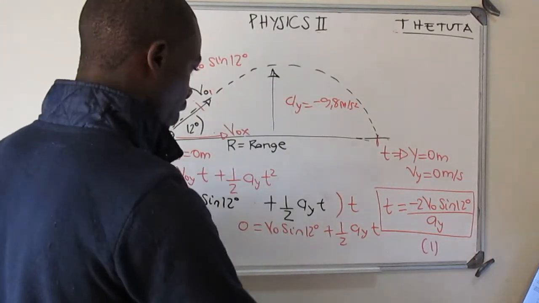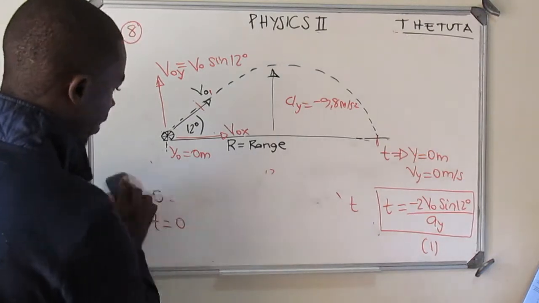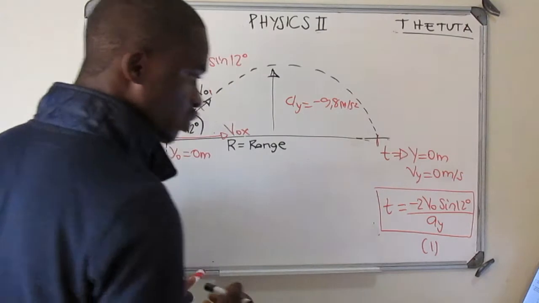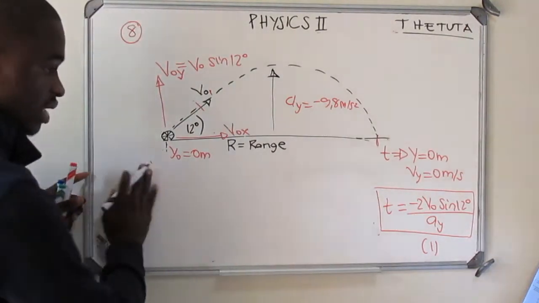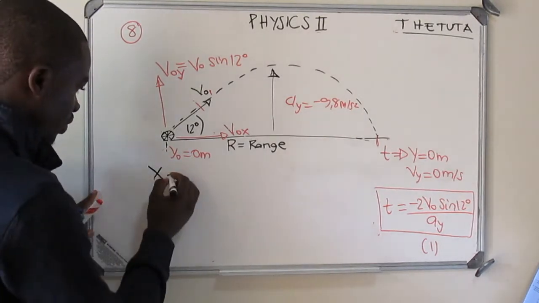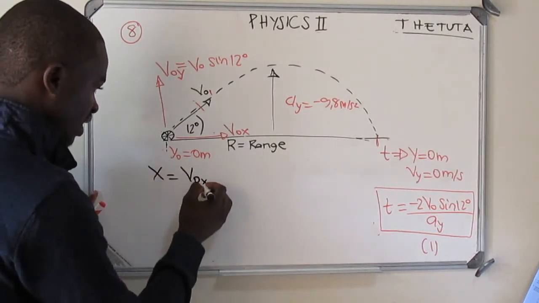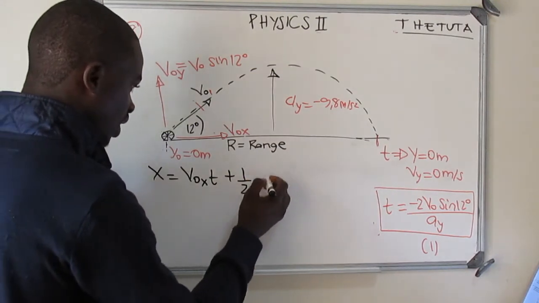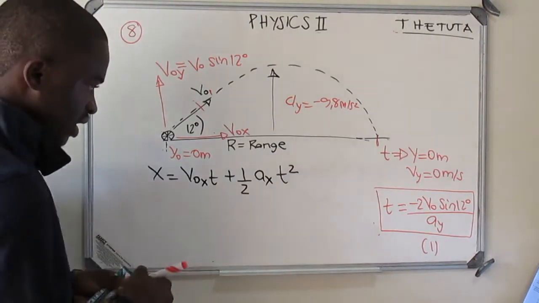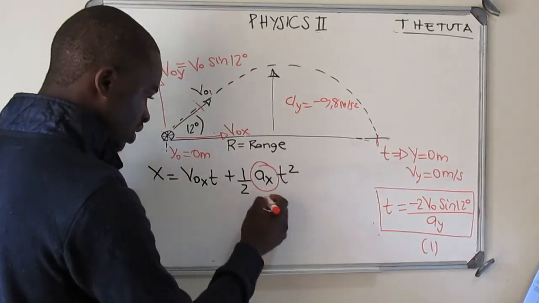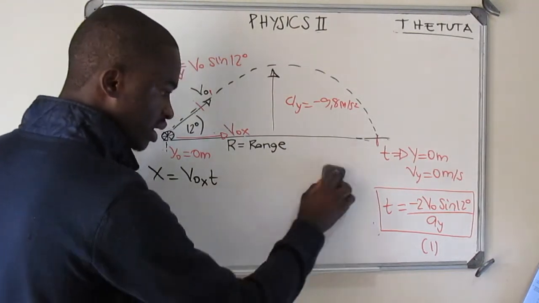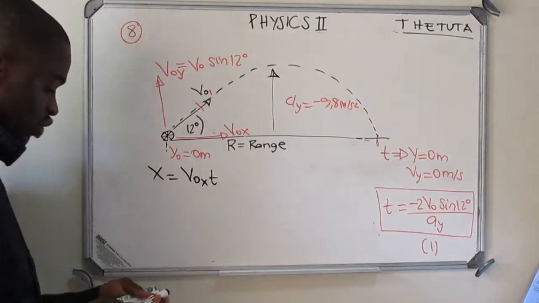Okay? So I go back again into my calculation. I have it in x as well. Remember, x is going to be equal to the initial velocity in x times t, plus 1 over 2 acceleration in x times t squared. What do you say about the acceleration in x? Acceleration in x is always going to be equal to 0. So if acceleration in x is equal to 0, this part will disappear.